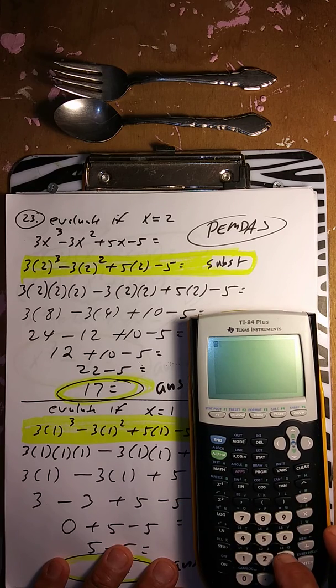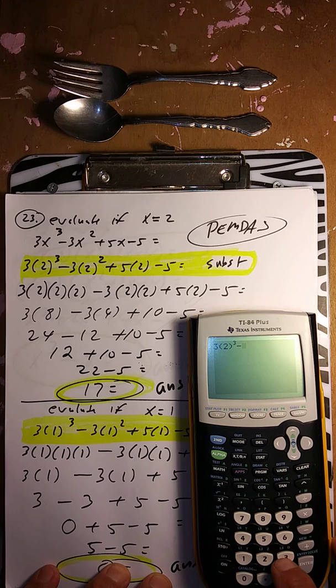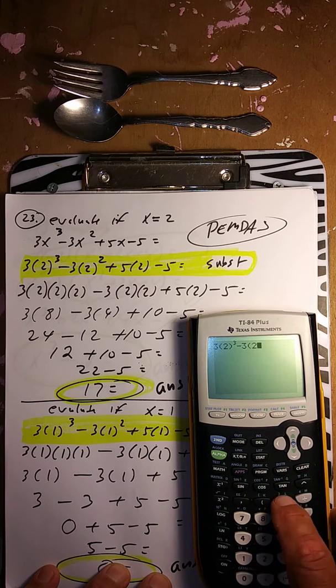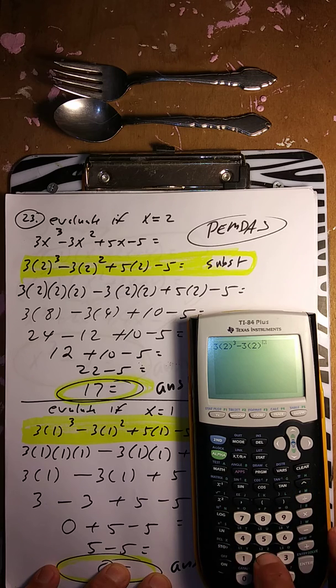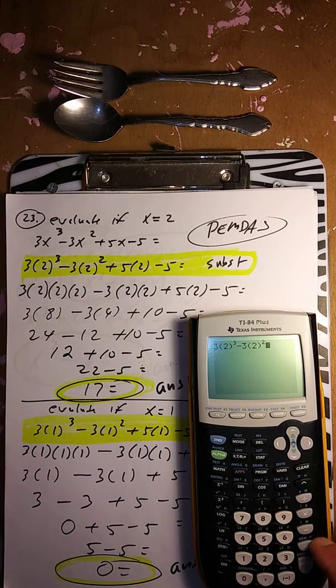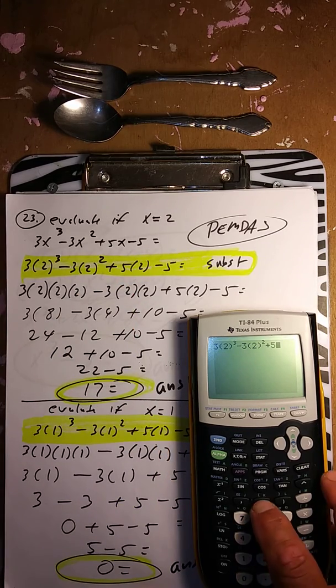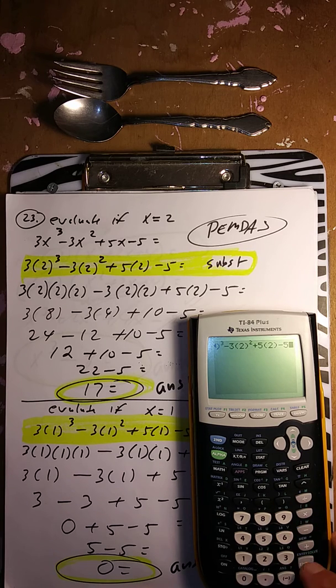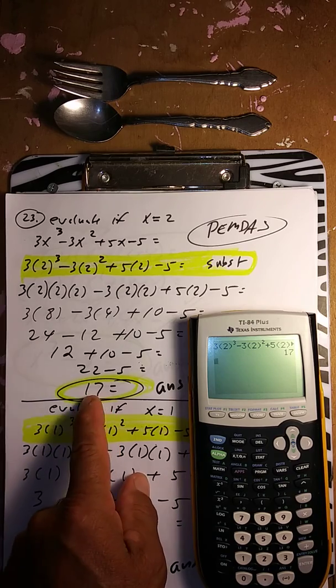3 parentheses 2 to the power of 3, close it, big minus sign, 3 to the power 2, and then that's to the second power, so we have squared. And then we have plus 5 parentheses 2, close it, big minus 5. Okay, and I got 17. Yep, that's what it is right there.